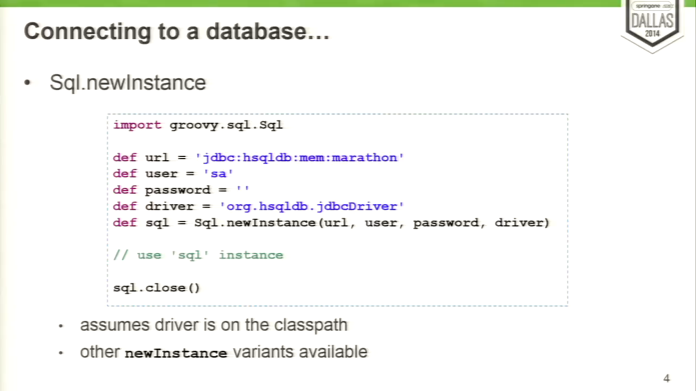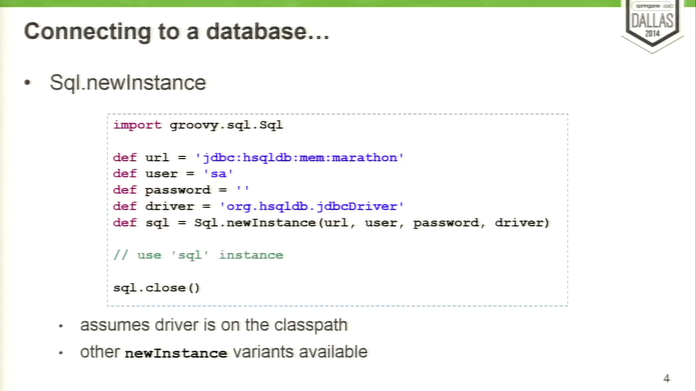So you'll create this new instance, then you'll use it, which is what we're going to talk about on the next 10 or so slides, or 20 slides, and then you'll just close it off. Okay? This particular snippet of code is assuming that the driver is on the class path. I'll show you a couple of variants if you don't have that on the class path. Does that all make sense? It's pretty straightforward so far.